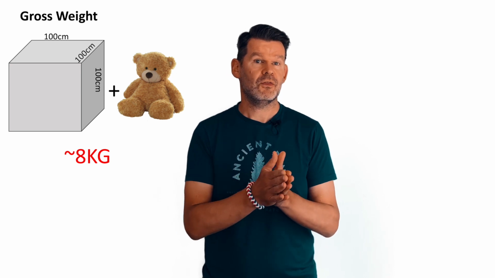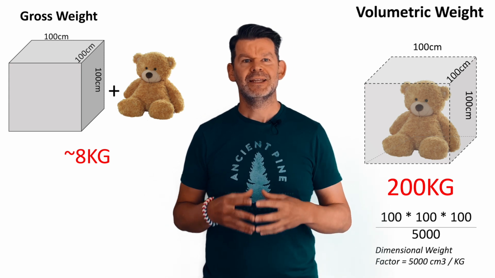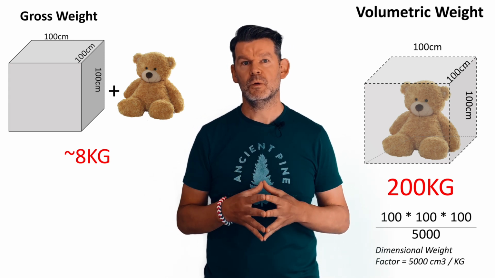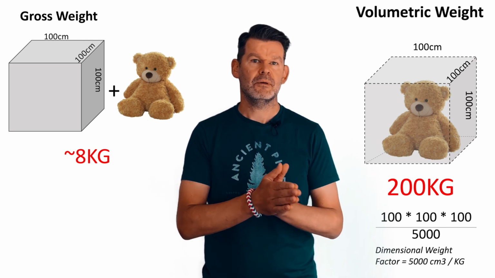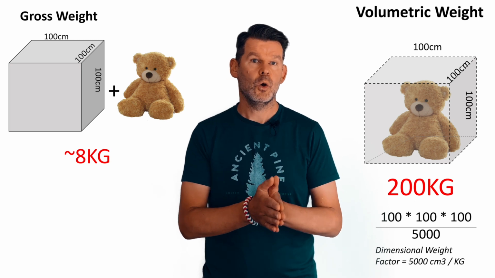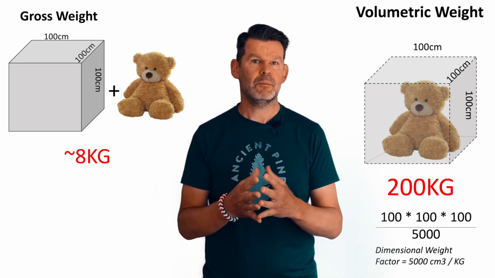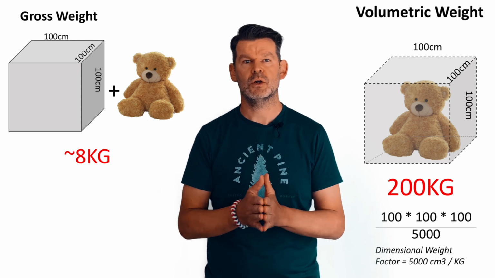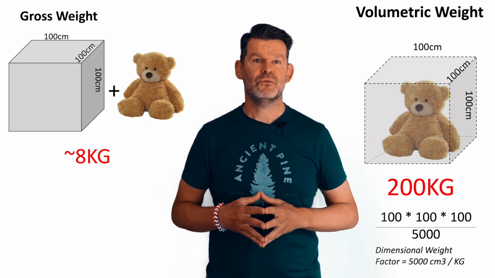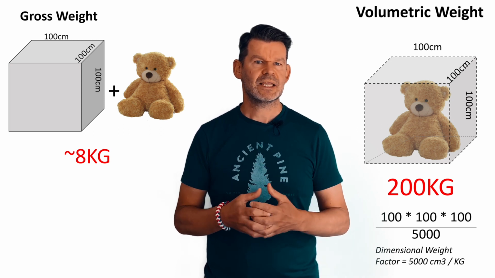However, if we look at the dimensions of the box, the calculated volumetric weight will be 200 kilos. We get to that by multiplying the depth by the width by the height, which gives us a volume of 1 cubic meter. Then we divide that by a dimensional weight factor of 5,000 cubic centimeters, which gives us 200 kilos. This dimensional factor of 5,000 will apply for road transport, and usually 6,000 is used for air transportation.